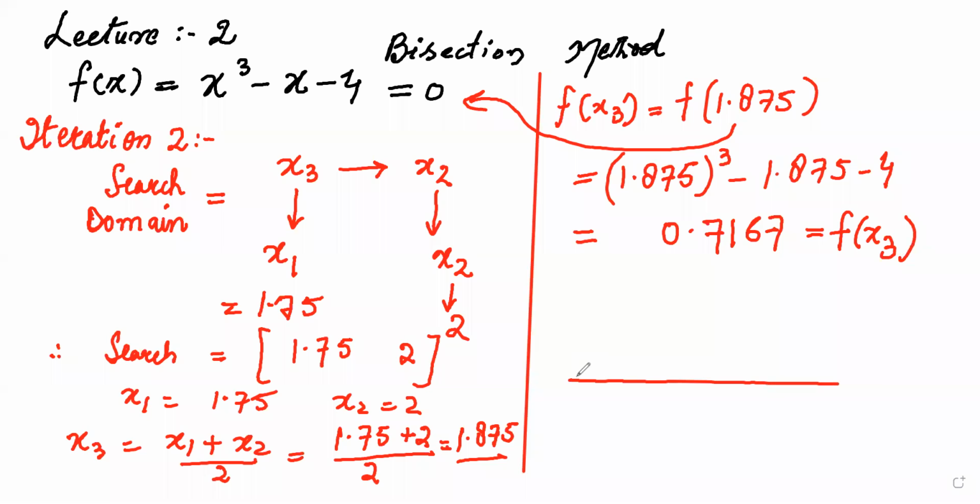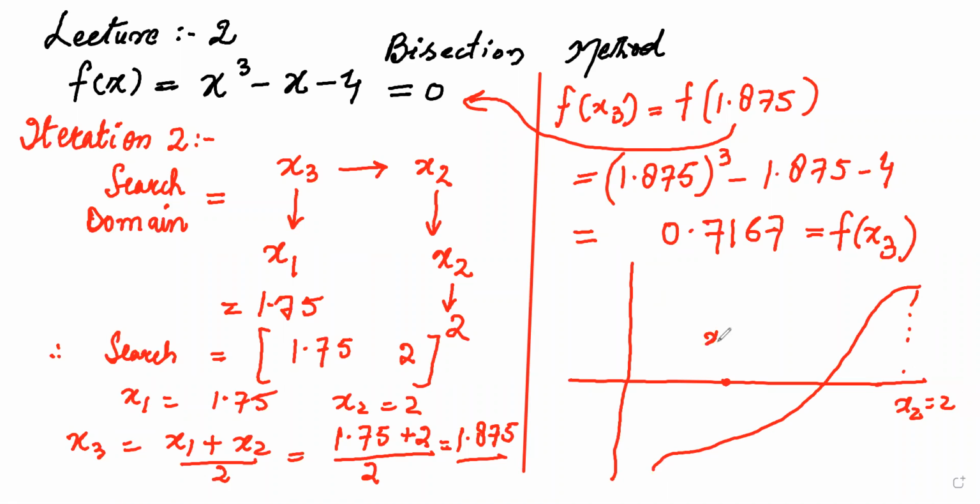I will redraw my assumed graph. Say, for example, this is x2 because f of x2 is positive. This is 2. And I had x1 equal to 1.75 and f of 1.75 was negative. Now I have got the third value, x3, as 1.875, in such a way that f of 1.875 is positive. When f of 1.875 is positive, it means this x3 lies somewhere here.